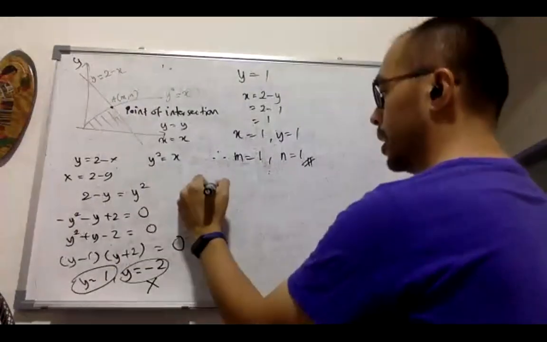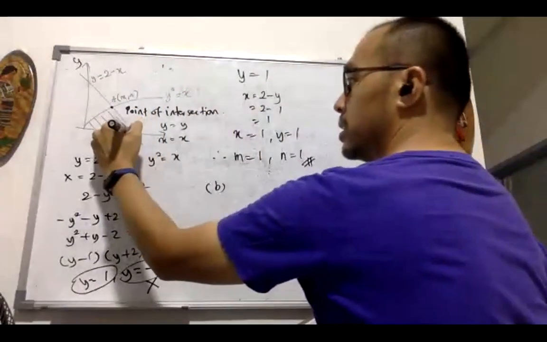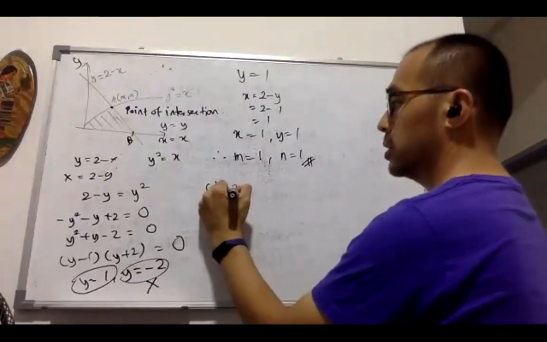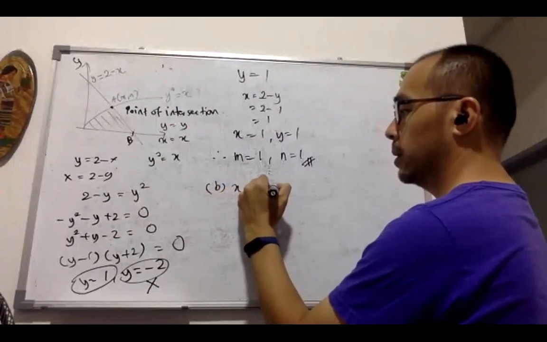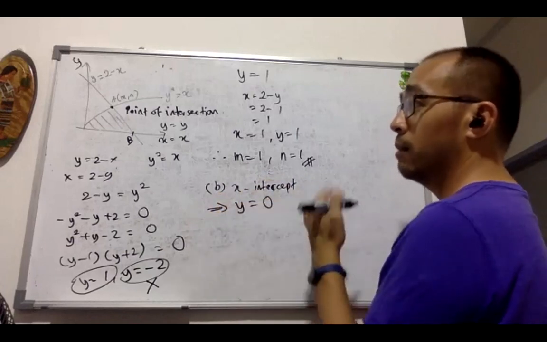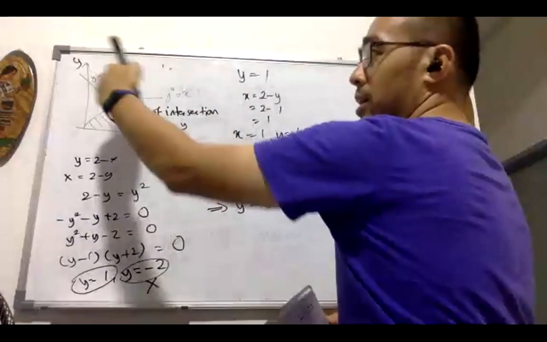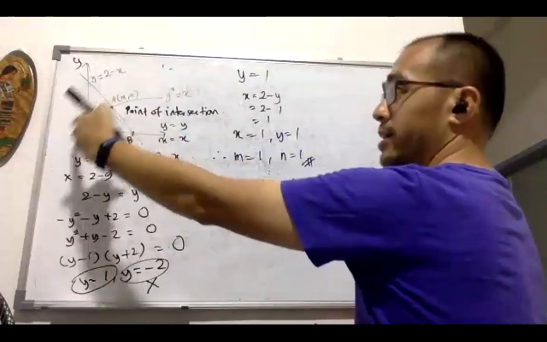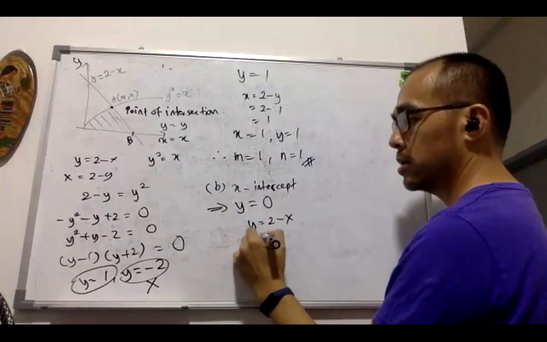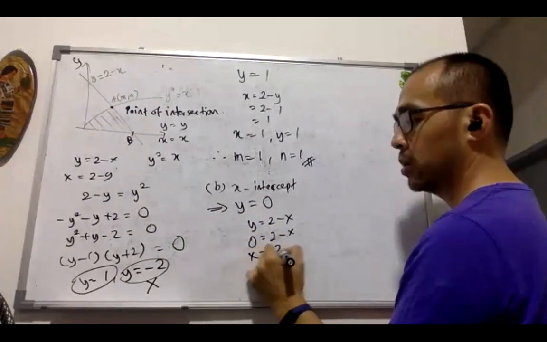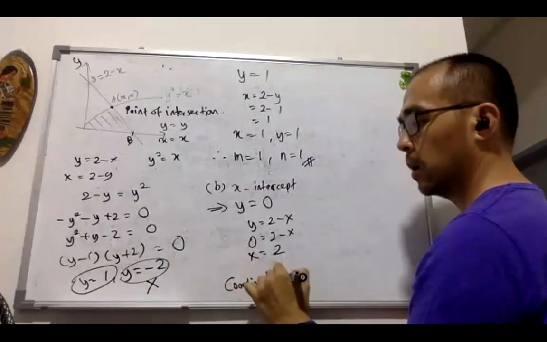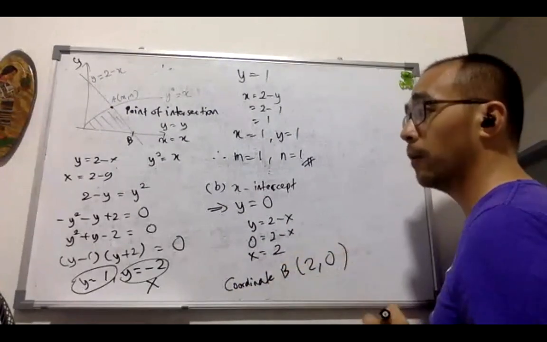Coordinates of B, this is easy. B is also known as the x-intercept. If it's the x-intercept, it means y is equal to 0. But for which line? It's not the y squared equals to x line, but the y equals to 2 minus x line. So if y equals to 0, x must equal to 2. Therefore, the coordinate of B is 2 and 0.